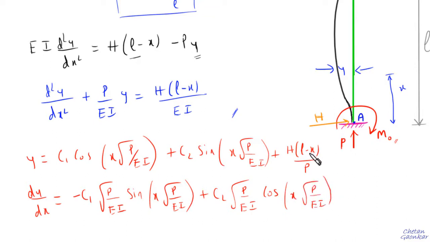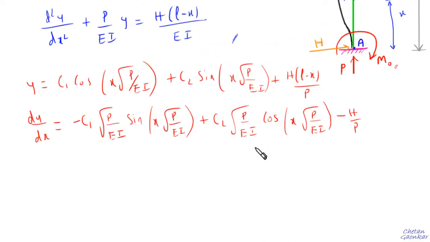And here, since there is an x term, again what we will get is minus h divided by p. So now at this stage, let us start taking the help of boundary conditions one by one. At x equal to 0, we know that dy by dx should be equal to 0.